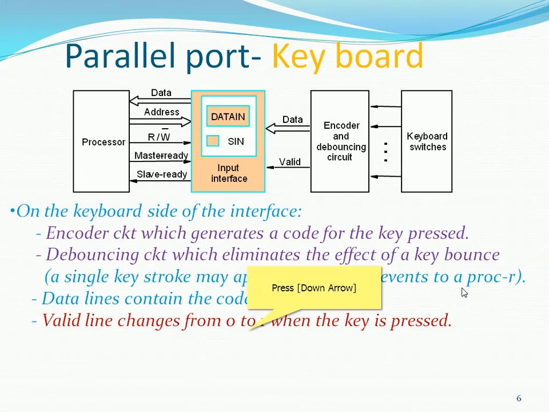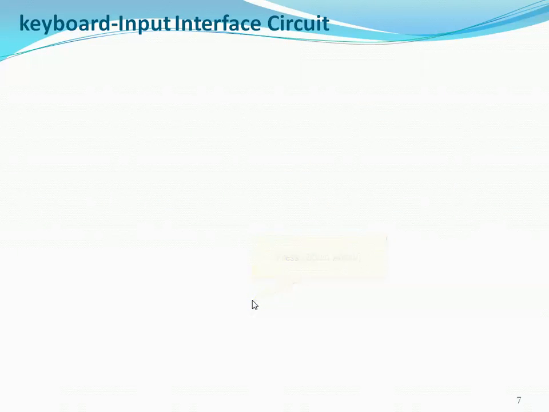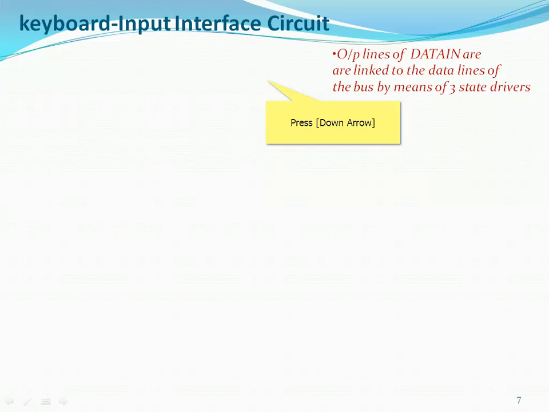The data lines contain the code for the key. The valid line changes from 0 to 1 when the key is pressed. When the key is pressed, that 0 to 1 validity goes to the SIN flip-flop. This causes the code to be loaded into data-in and SIN to be set to 1. SIN becomes 1 after the valid signal comes from the debouncing circuit, along with the data being held in the data-in register. This mechanism happens during the interface connection, so this is the keyboard input interface circuit.